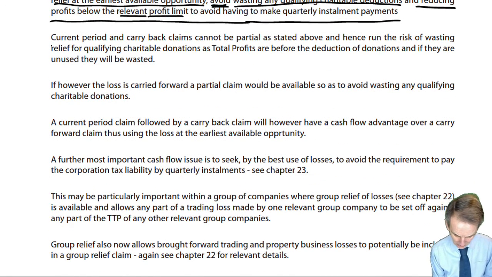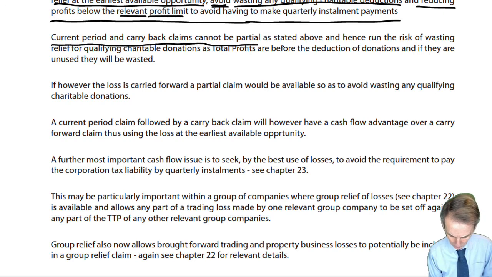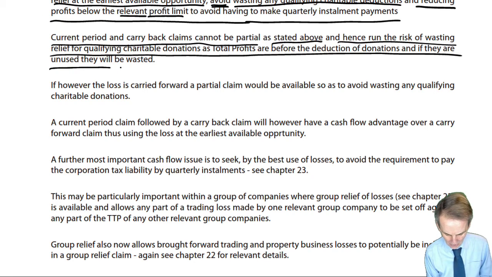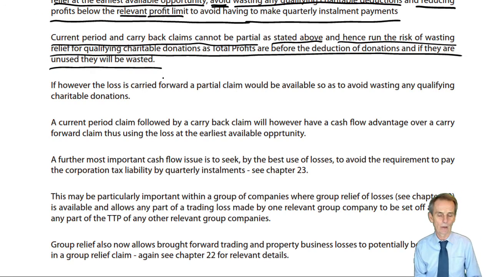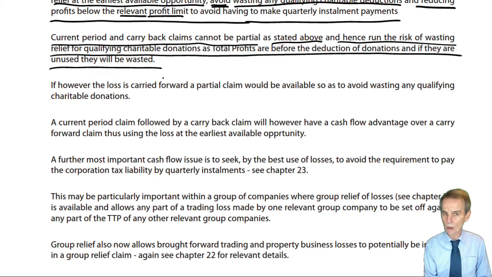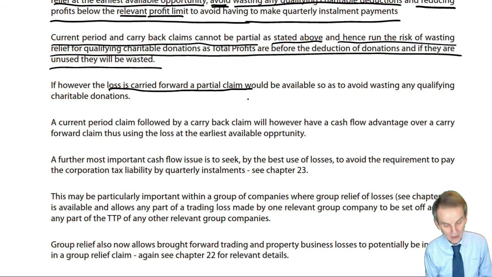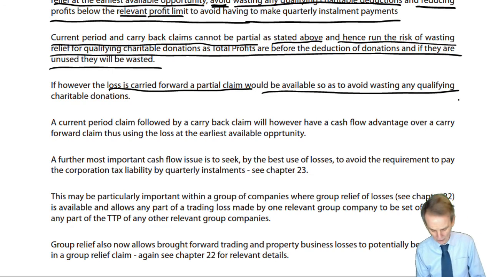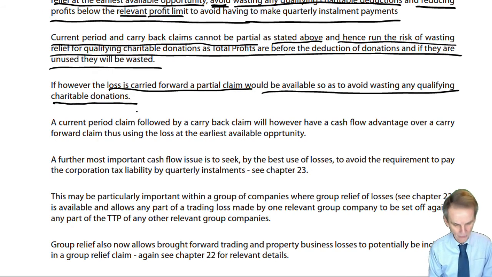Okay, so current period and carryback claims cannot be partial, as we've stated above, and hence run the risk of wasting the relief for the qualifying charitable donations, as total profits are before the deduction of those donations. And if they are unused for this period, then they are wasted. There's no carry back or carry forward of those unused donations. If, of course, the loss is carried forward, then a partial claim would be available, and that would allow us to avoid wasting any qualifying charitable donations.